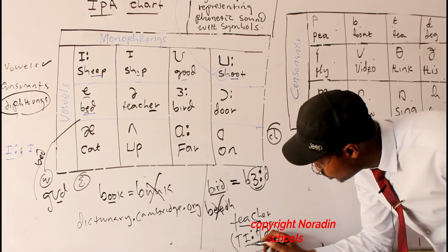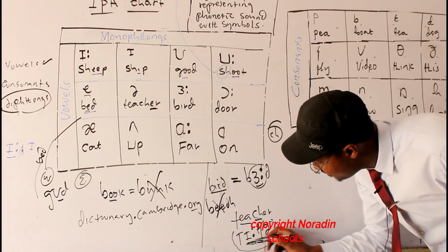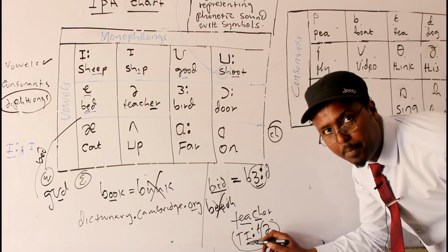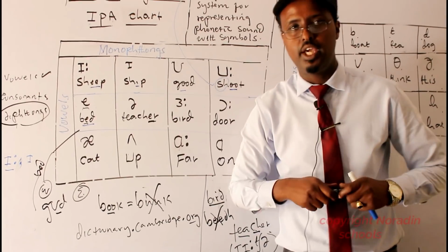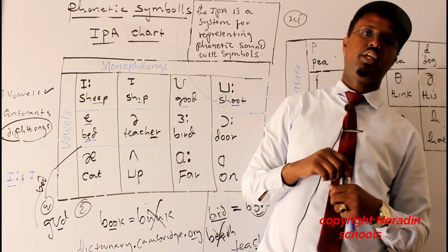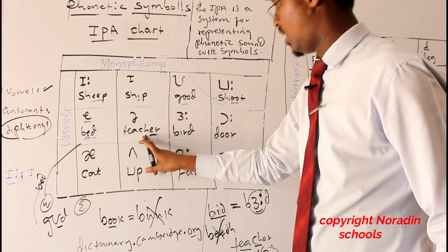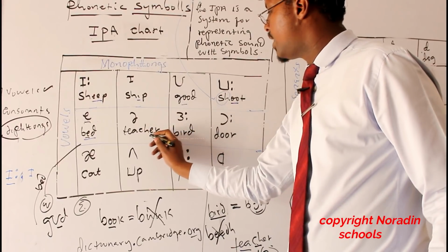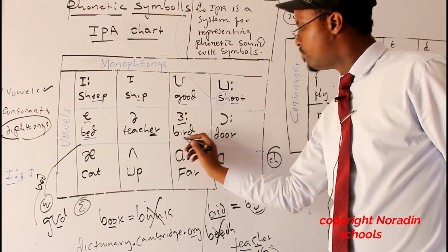So the symbols we are going to master is this one. Right? When you understand this one, you will understand the proper pronunciation of the words. And if you understand the IPA chart, you will also understand the correct pronunciation of the English language. So let's take a look the next ones. Teacher. So the ER makes the sound like this, and bird, this one is bird.